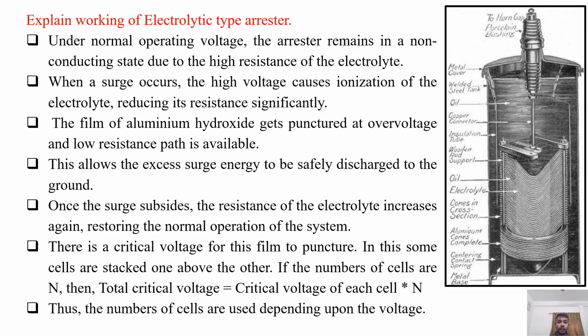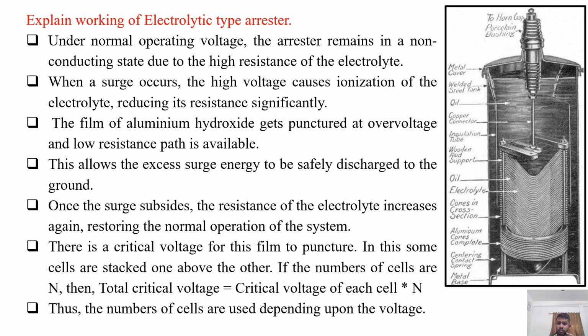Explain working of electrolytic type arrestor. So in the figure you can see the construction of electrolytic type arrestor. Under normal operating voltage, the arrestor remains in a non-conducting state due to the high resistance of the electrolyte. But when a surge occurs, the high voltage causes ionization of this electrolyte, reducing its resistance significantly to a low value. The film of aluminum hydroxide gets punctured at over voltage and a low resistance path is offered. This allows the excessive energy to be safely discharged to the ground.